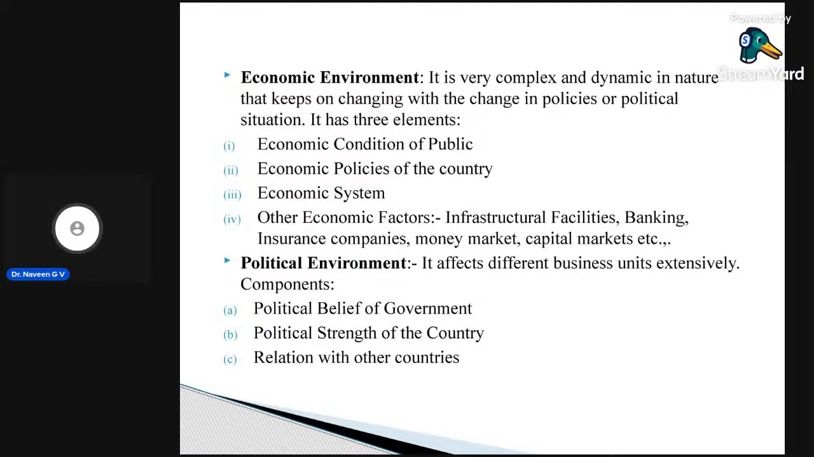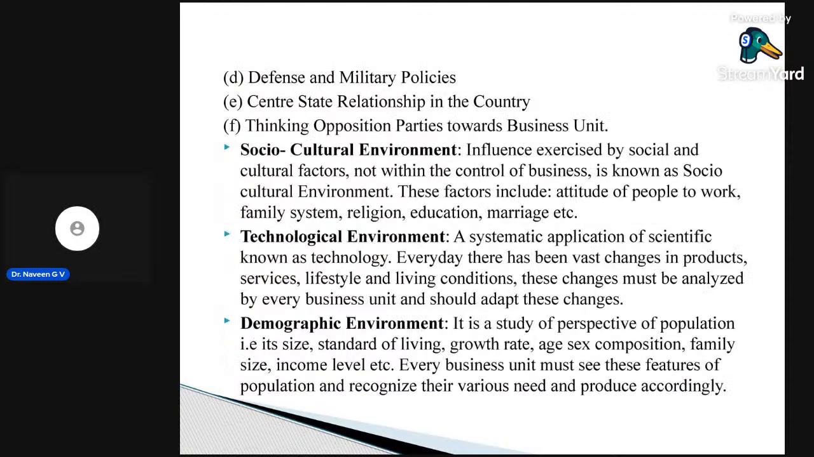Only then can they maintain a good relationship. Related to the political environment, the legislative, executive, and judiciary should function within the limits, and in some circumstances they want to maintain a very good name or fame. Here, defense and military policies are also most important, as is the center-state relationship in the country. Then the opposition of parties towards a business unit is also most important, and what suggestions they give related to this in those circumstances.